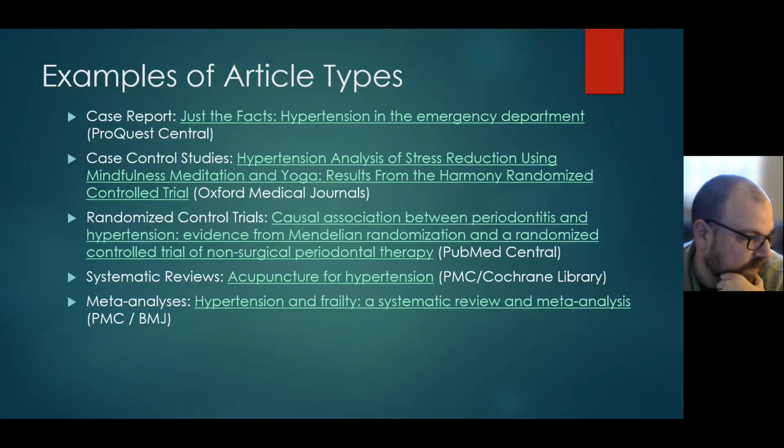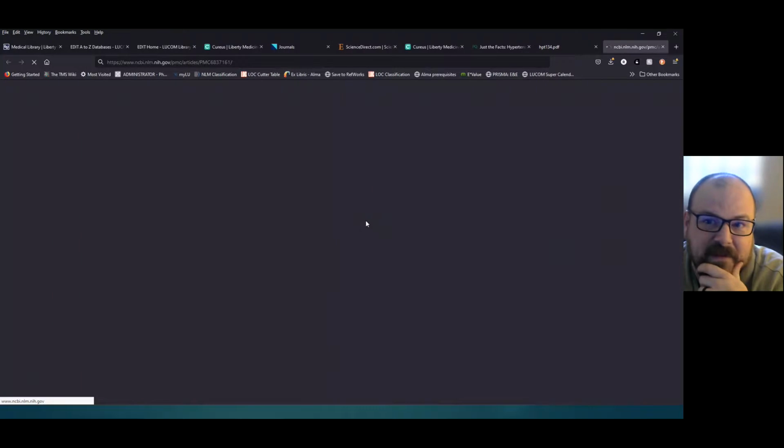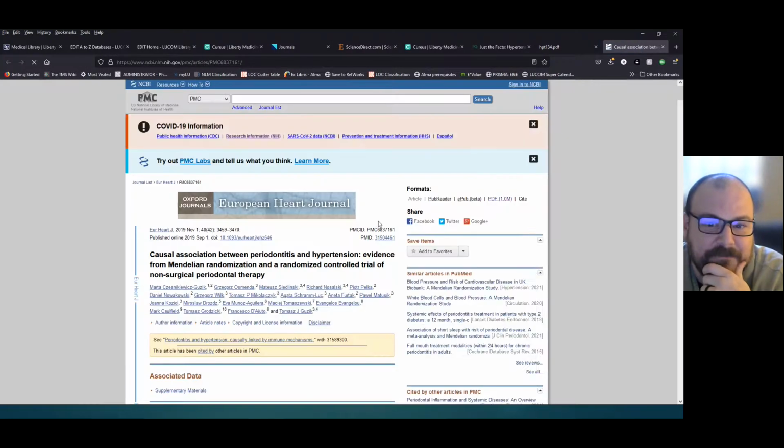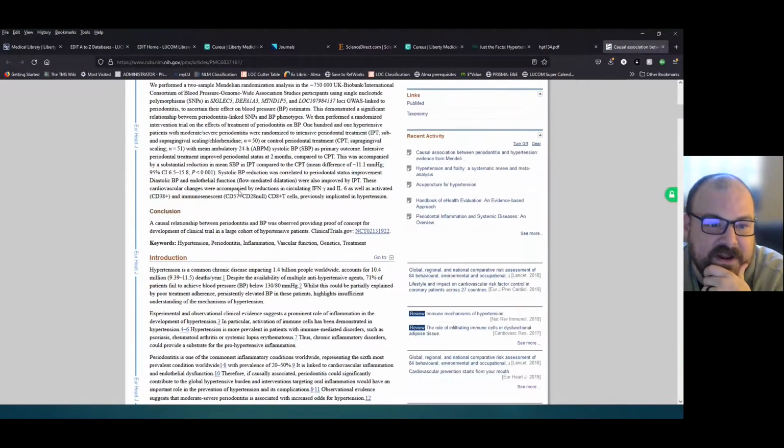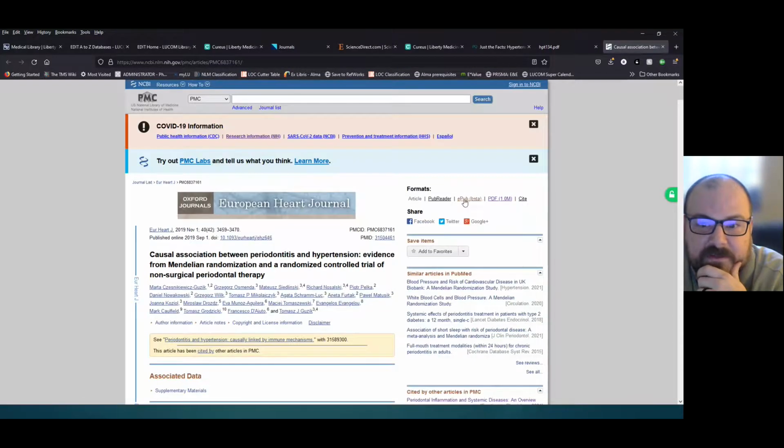So we talked about RCTs, still at the bottom portion of that evidence-based medicine pyramid, but getting to a little higher level. This one I just happened to find was available on PubMed Central, which is an open resource that you have access to. And this one is on causal association between periodontitis and hypertension. So brush your teeth or you get high blood pressure, I guess. But again, here's the abstract, the methods and results and conclusion, but the full text is available.